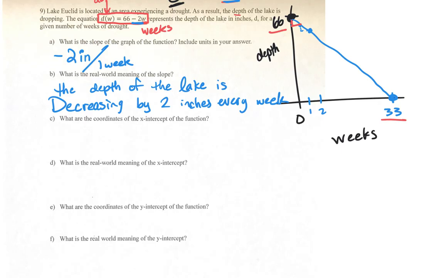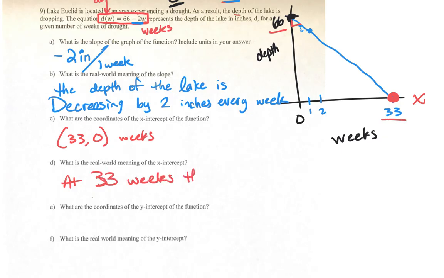What are the coordinates of the x-intercept? Okay, the x-intercept, we found that. It was over here on the x-axis. The coordinates were, well, it's an x-intercept, so the x-coordinate was 33 and the y-coordinate is 0. It doesn't say use units, but if I was using units, it would be weeks. And the meaning of that was it took 33 weeks. At 33 weeks, the lake is out of water. The lake is empty. The lake is dry. The lake has 0 inches of water.